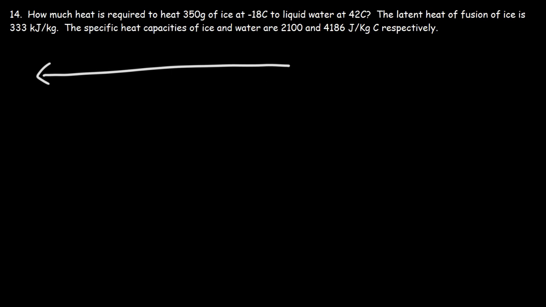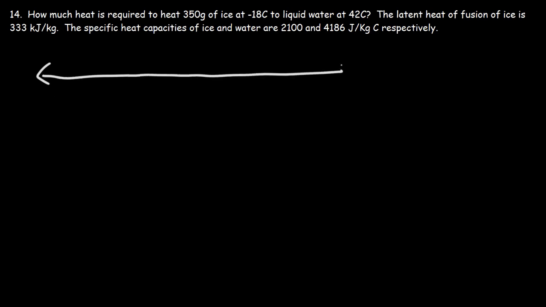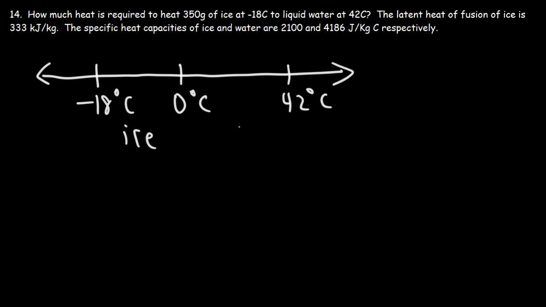Let's begin with a number line. The initial temperature we're starting with is negative 18 degrees Celsius, and we need to raise it to 42. Now, ice melts at 0 degrees Celsius. So this is ice, and this is going to be liquid water on the right side.